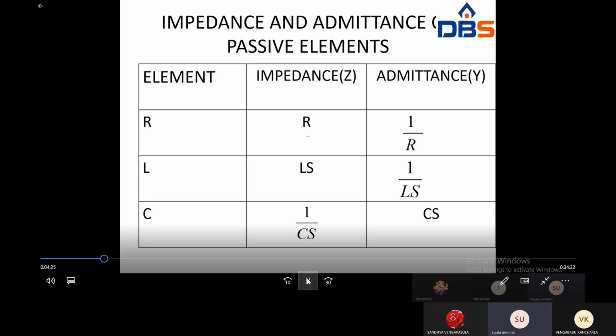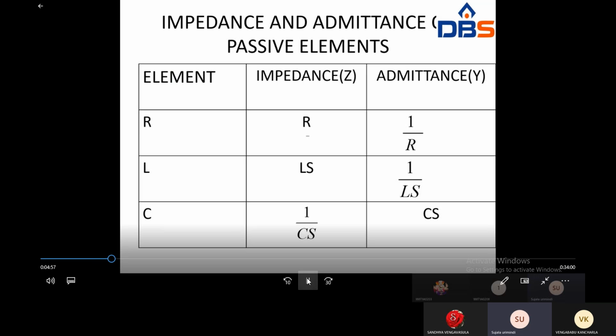Generally, if there is a resistance part, in the impedance it will be R only. In the admittance you take 1 by R. The reciprocal of resistance gives the admittance, so R we have to take as G in admittance form. Suppose L is there: L into S in impedance form, and 1 by Ls in admittance form. You have to remember these things.